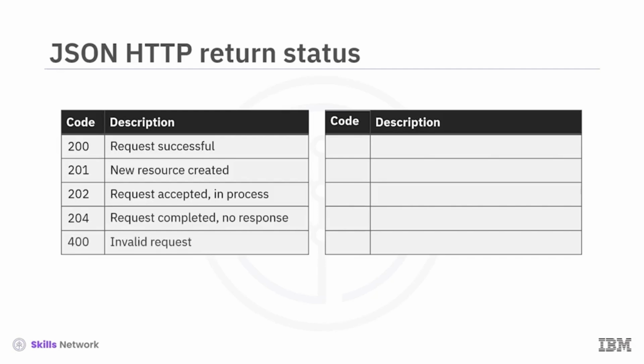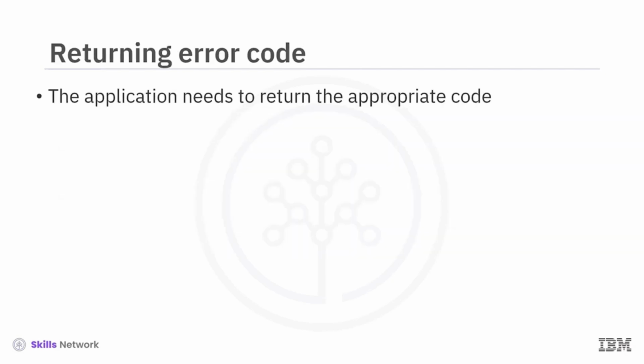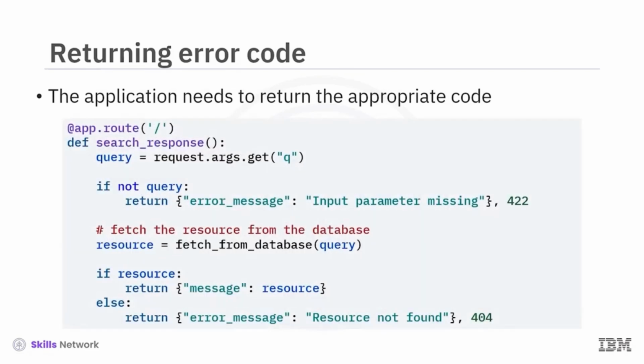400 indicates an invalid request. This status could imply the parameters are missing or improper, or the request is invalid in another way. 401 indicates the credentials are missing or invalid. 403 implies that the client credentials are not sufficient to fulfill the request. And if the server is unable to find the resource, it returns a 404 status. 405 indicates that the requested operation is not supported, and 500 is used when there is an error on the server. So now that you know the different HTTP codes, you as a developer need to return the right code from the service.